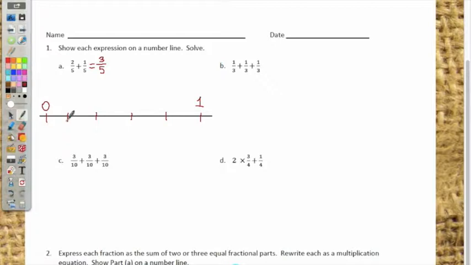Now watch my little trick for doing this and not losing my place, okay? So for 2/5, I'm going to go 1, 2, then draw it back to 0. That way I don't lose my place, okay? Smart. Then put 2/5 above it. Okay, do that now.